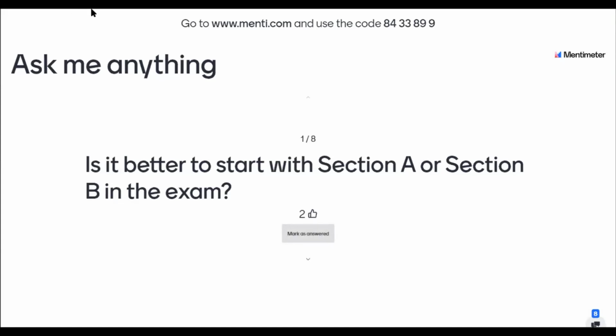Yeah, I think those are both absolutely fantastic points. And what it comes down to is personal preference. So when you do practice exams, practice some of them doing multiple choice first and then short answer, and then practice some doing short answer and then multiple choice, and just see what you find to be better for you.